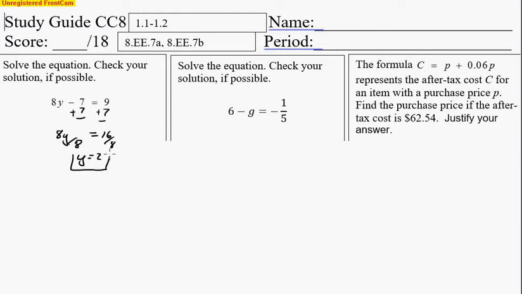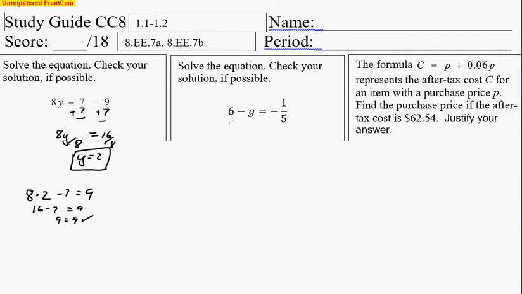So we're going to check to see if that solution's correct by substituting 2 back in for y. So when I do that, I'm left with 16 minus 7. I see if it does equal 9. 9 does equal 9. It checks out, so I know I did it correct.